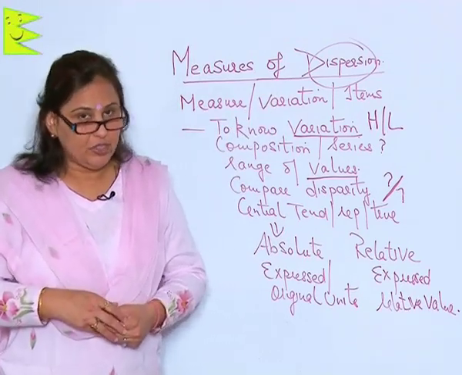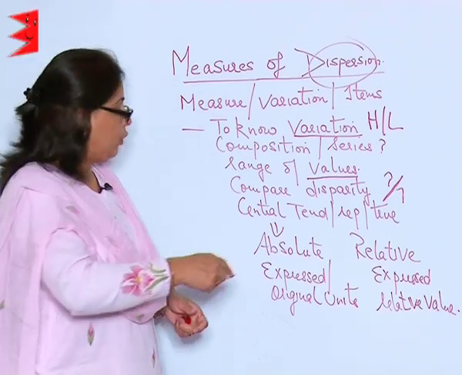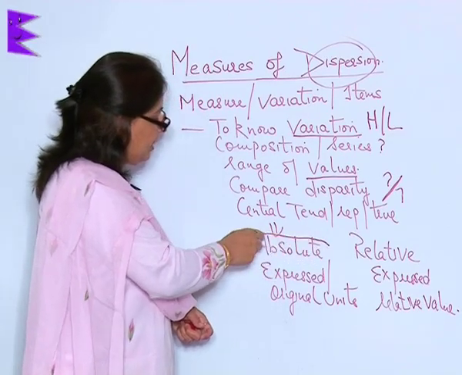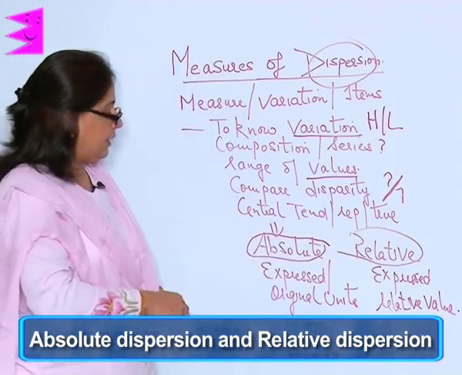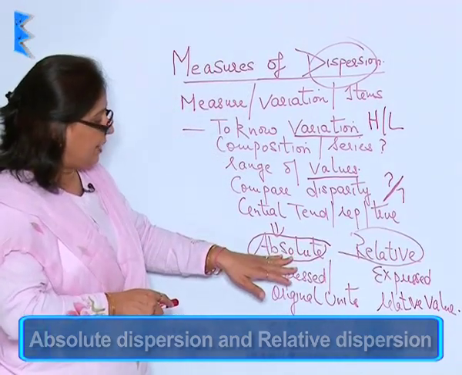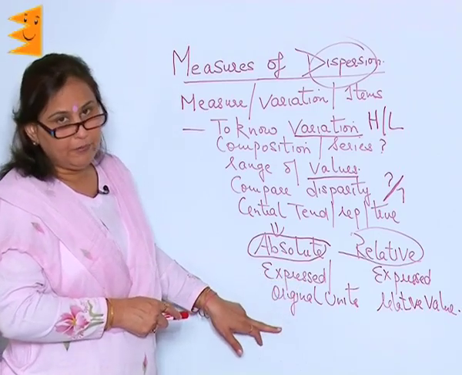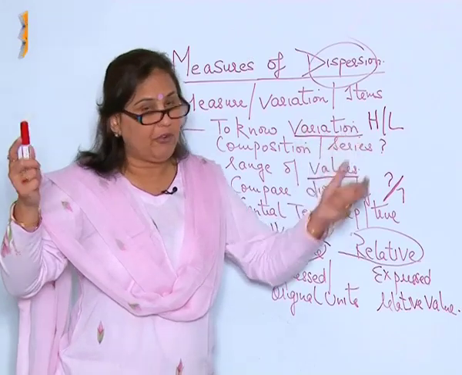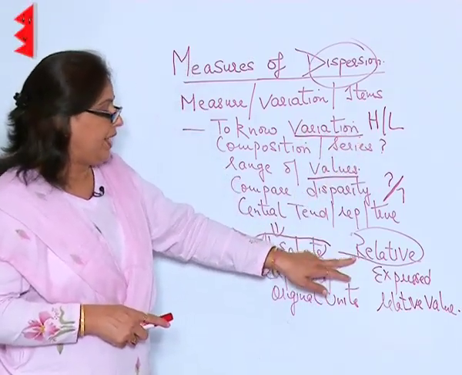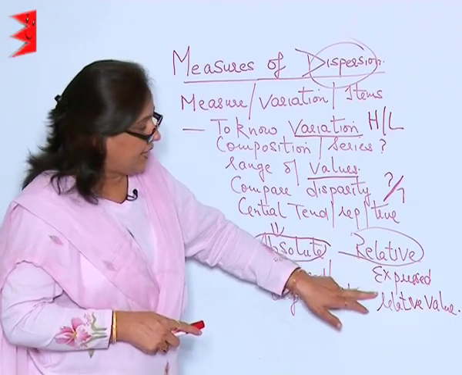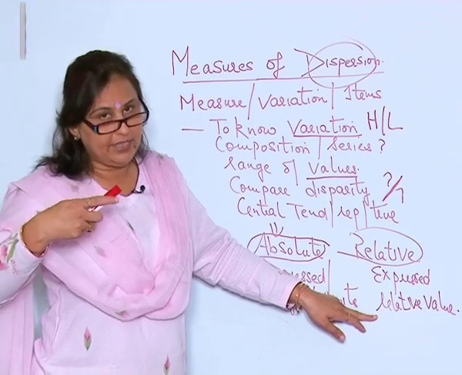When we are studying the measures of dispersion, there are two things that you must know: first of all, the absolute dispersion and the relative dispersion. Absolute dispersion is when we express it in the original units, that is 2, 4, 6, 8, 20, 40, 40,000 and so on. But relative dispersion is when it is expressed in a relative value, that is, we can say in terms of percentage.